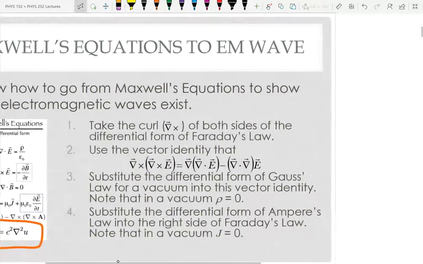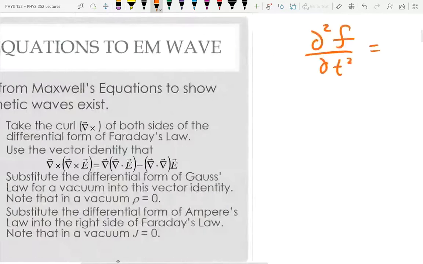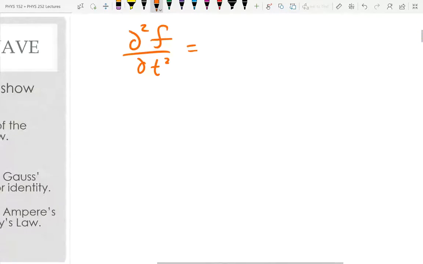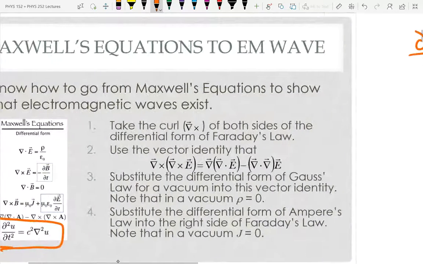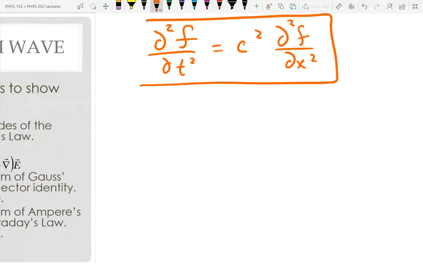Now, that wave equation in one dimension is the second derivative of a function with respect to time squared is equal to, and I gotta come over here and make sure, the speed of the wave squared times the second derivative of the function with respect to position squared. So this here is a wave equation.